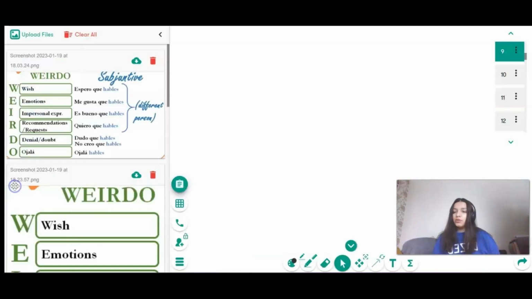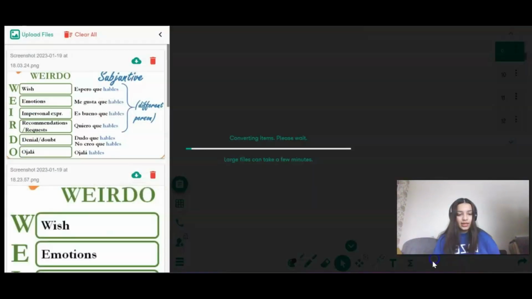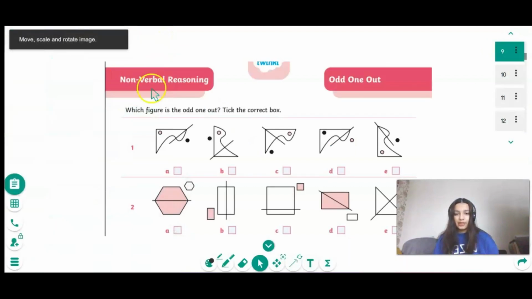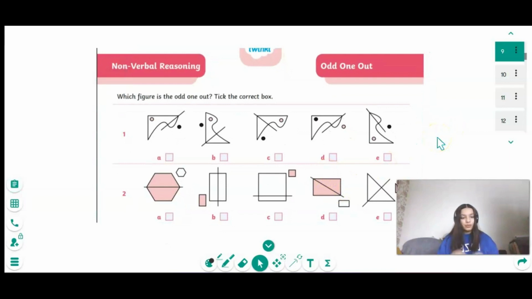Now, let's have a go at some non-verbal reasoning questions. So I'm going to upload the file onto here now. Just give me one moment, okay? So there we are. And that's loaded up for us. And that's nice and big. So have you seen these type of questions before? Yeah, yeah, that's excellent. Okay, excellent stuff.